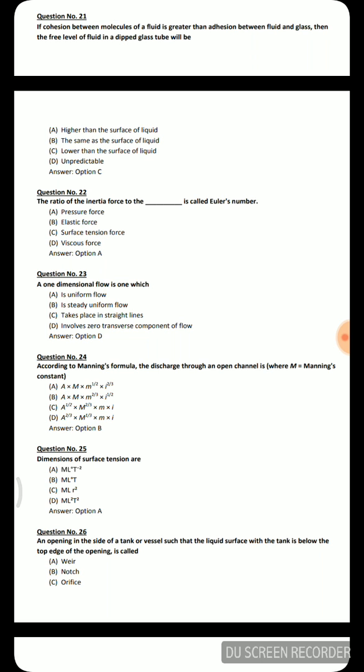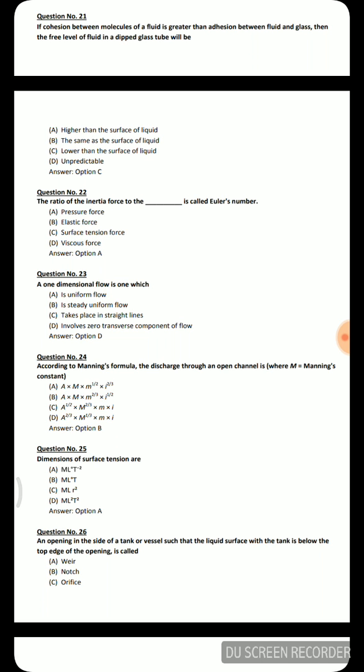Next question, according to Manning's formula, the discharge through an open channel is, where m equals Manning's constant. Option B, A into m into small m raised to 2 by 3 into I raised to minus 1 by 2. That is the correct answer. So option B is the correct answer.